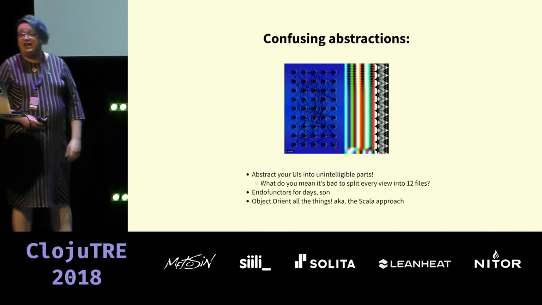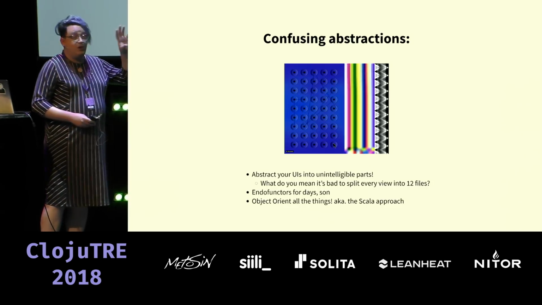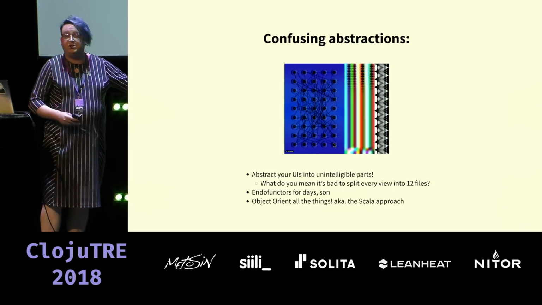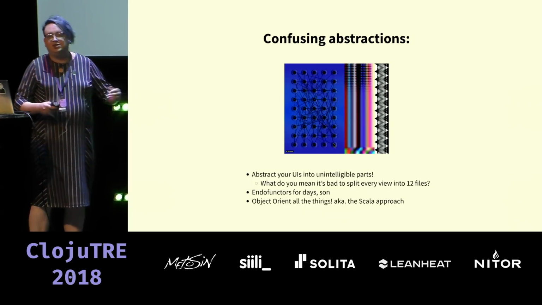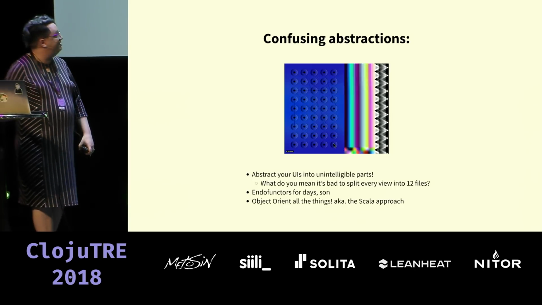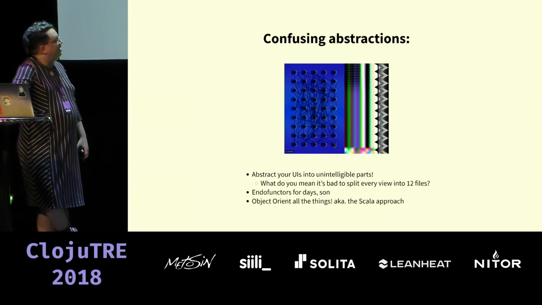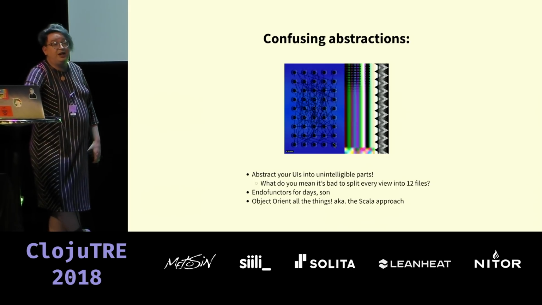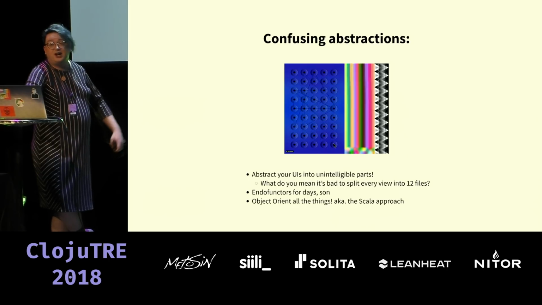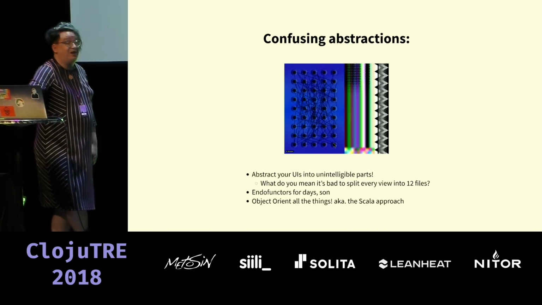Endo functors for days. We could just go way heavier on types, skip Elm, let's get PureScript, let's get Haskell, let's make it really complicated so nobody can even touch the code unless they know what a lens is. We could go for the Scala approach, just object-orient all the things. I mean, it's tried and true. It worked for Java, it works for everything else.